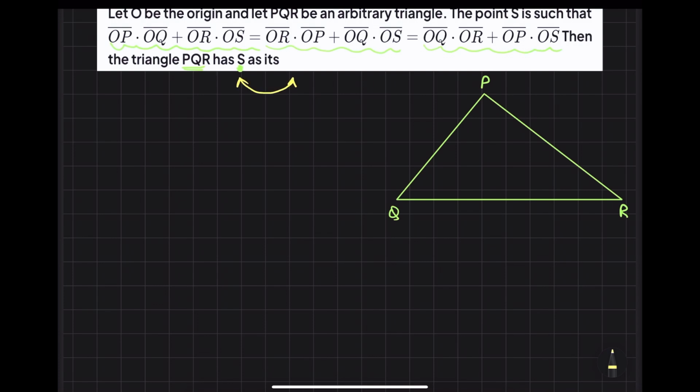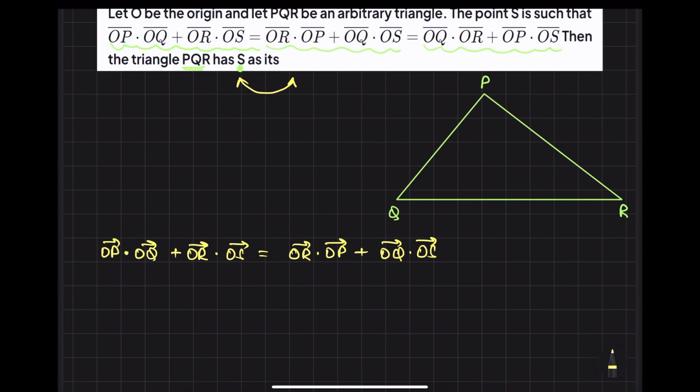Okay. So we have OP.OQ plus OR.OS equals OR.OP plus OQ.OS. Okay, and if you observe, it is similar. Now, you don't know who is P, you don't know who is Q, you don't know who is R, so you cannot do anything else.